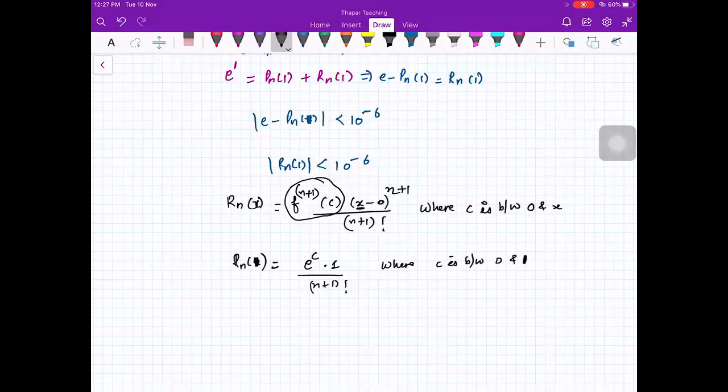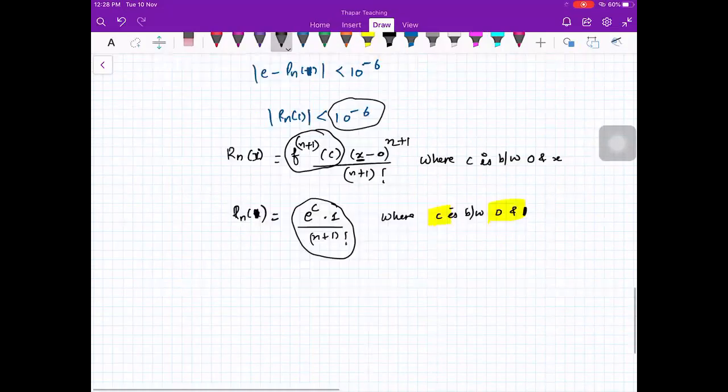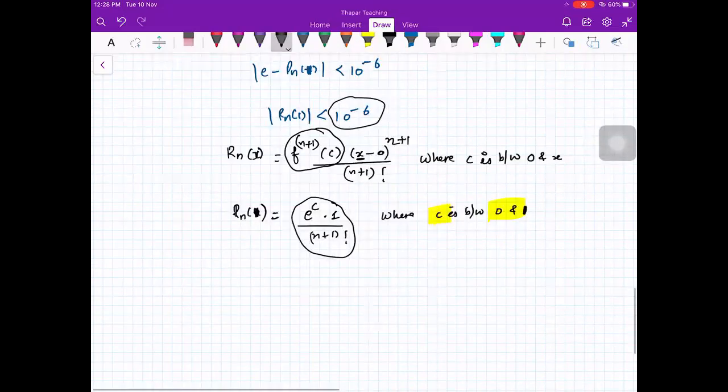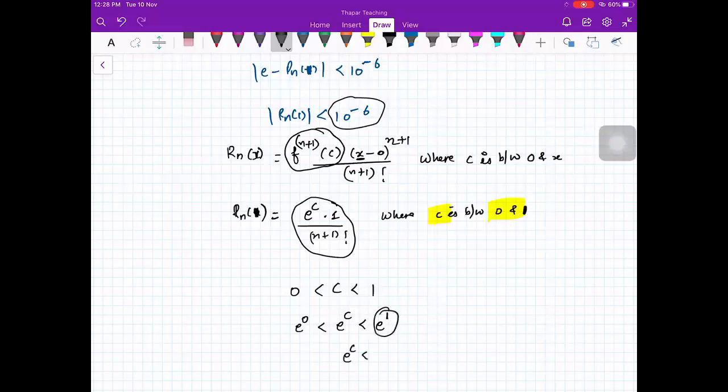Okay, now this is your Rn(1). I want it to be less than 10 to the minus 6. But I don't know what c is exactly. But I know that c is between 0 and 1. So it means that e raised to power c will be between e raised to power 0 and e raised to power 1. So e raised to power c is between, I know that e is bounded by 3.